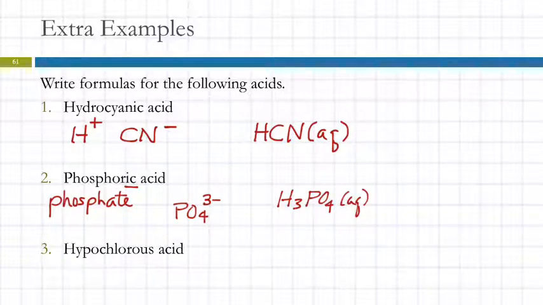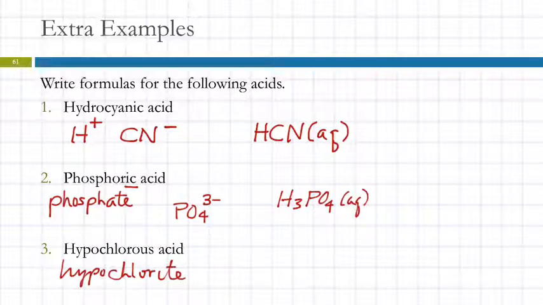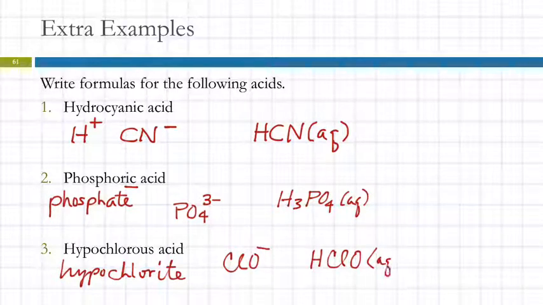Hypochlorous acid. Oxyacid or other kind? Oxyacid. So hypo and hydro are kind of similar, right? But this is not hydrochlorous acid. Hypo. So this comes from hypochlorite, with 1 less oxygen than chlorite. Chlorate is ClO3. Chlorite is ClO2. Hypochlorite is ClO, and it has a -1 charge. Because we just have to remember it. How many hydrogen ions does it need? Just 1. So this is HClO aqueous. Any questions?